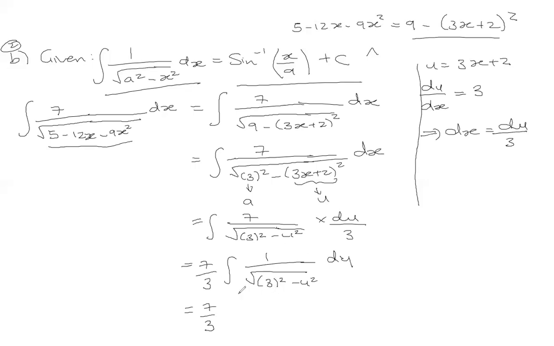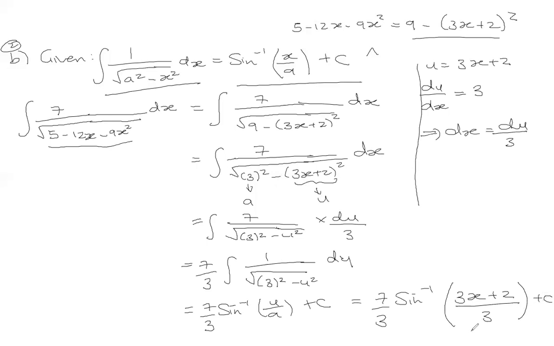In this question that we're working with, our A is 3, so we need to make sure that we replace that in our final answer. If we go from here to something like this, it'll just be sine inverse of u over a plus c, because we're working with u and not x. Then if you replace u and a in your final answer, you should end up with something like this. Right, so that's just plus c on the end there. That should be what you end up with as your final answer for question 2b.